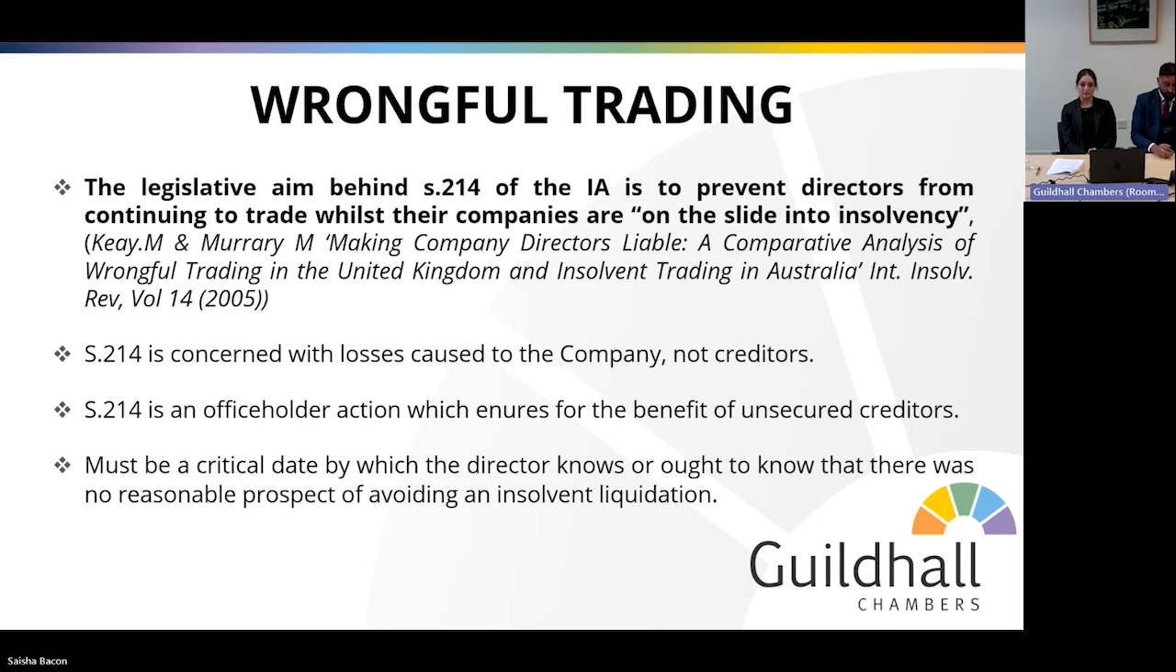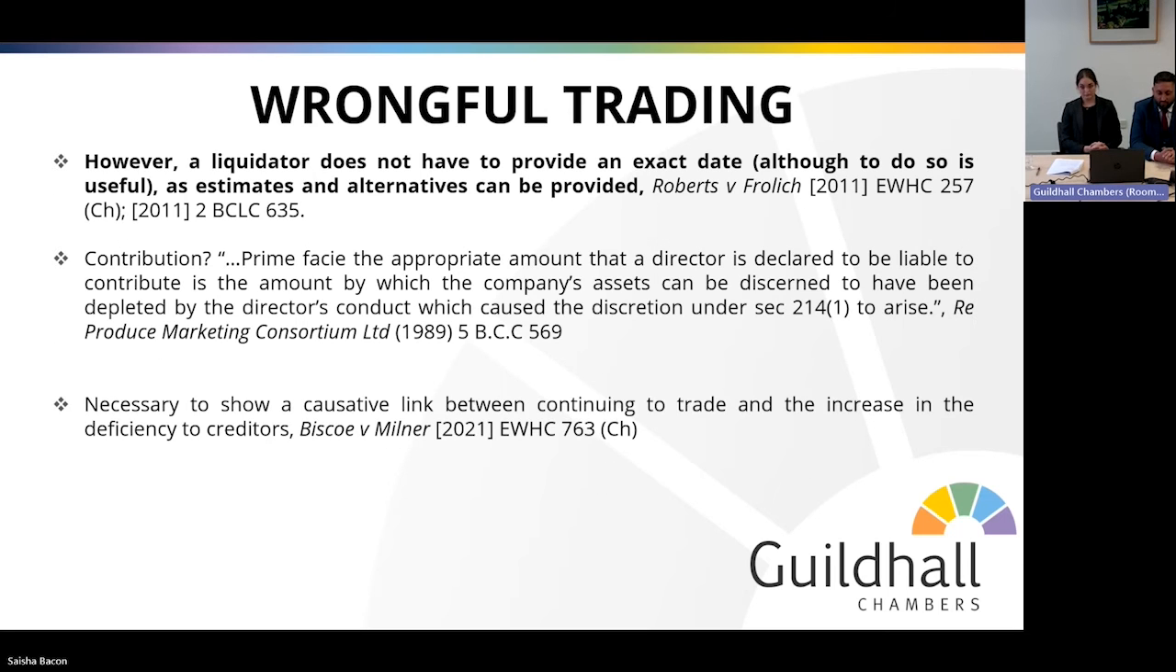In terms of the nuts and bolts of one of these sorts of claims, there has to be a date by which a director knows or ought to know that there was no reasonable prospect of avoiding an insolvent liquidation. But you don't have to provide an exact date, although the same is useful, and estimates and alternatives can be provided. And in my experience, that tends to be where you'll refer to one event and there'll be a subsequently very damaging event that occurs to the company, and it's saying that you knew then, but if you didn't, you certainly knew now.